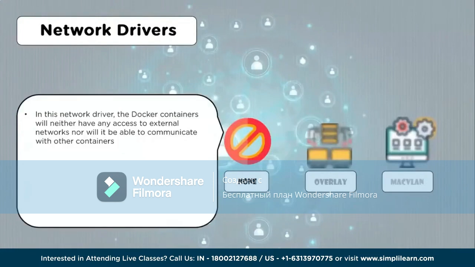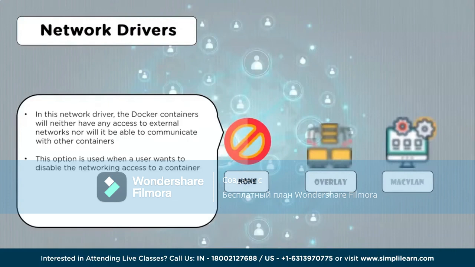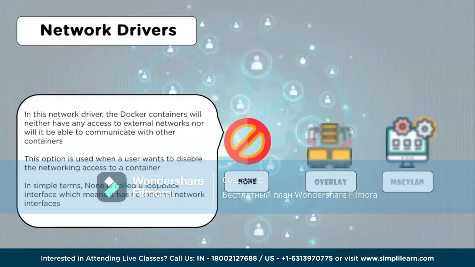And next one is the none. In this network driver, the Docker containers will neither have any access to the external network, nor be able to communicate with the other containers. Total isolation and total private containers are achieved when we use this driver. These options are usually used when you want to disable networking. This is nothing but disabling the total networking functionality for a specific container. That's what is happening over here.